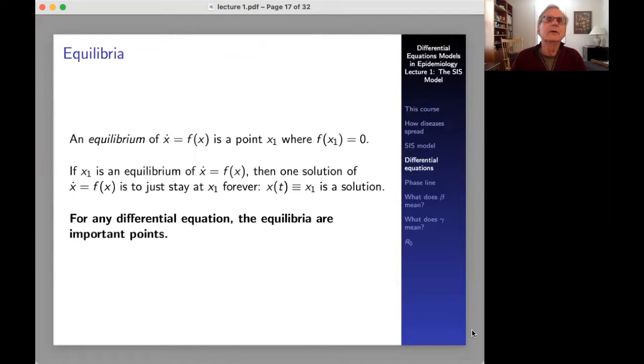An equilibrium of x dot equals f of x is a point where f is 0. If you have an equilibrium of a differential equation, then it's easy to tell you what one solution of that differential equation is. One solution is just stay at the equilibrium forever. x of t equals x1. It makes sense because the derivative of this constant is 0, and that's what the differential equation says that x dot should be. For any differential equation, the equilibria are going to be important points.